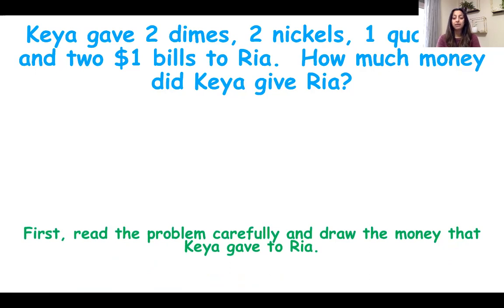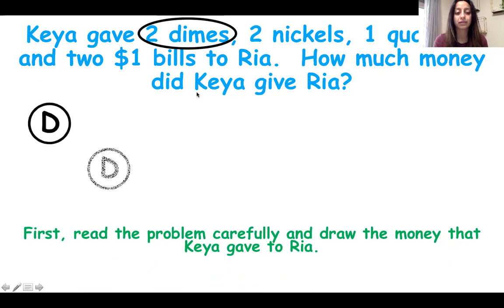So I'm going to read the problem again, and this time I'm going to circle every time I come to a coin, and then I'm going to draw it before I move on to the next part of the problem. So Kaya gave 2 dimes. I see 2 dimes first, so I'm circling 2 dimes, and I'm going to draw my 2 dimes.